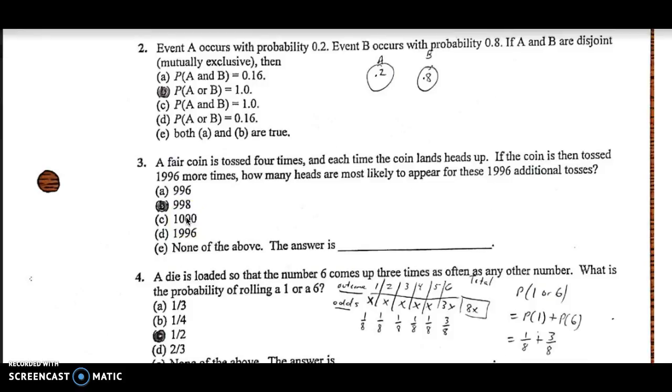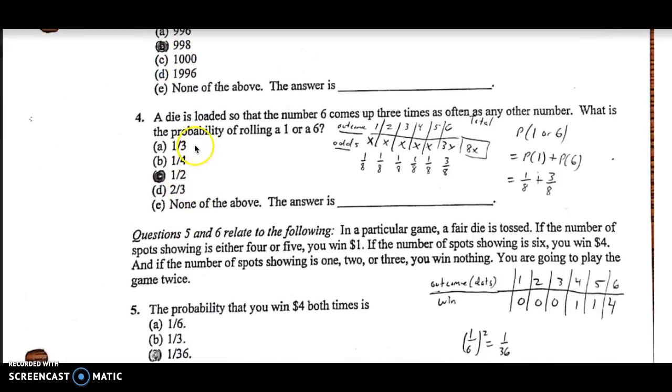Number 3 says a fair coin is tossed 4 times, and each time the coin lands heads up. If the coin is then tossed 1996 more times, how many heads are most likely to appear for this additional 1996 tosses? You know a coin has 2 outcomes, so it's a 50-50 chance. You take 50% of 1996 and you get 998. The answer is B.